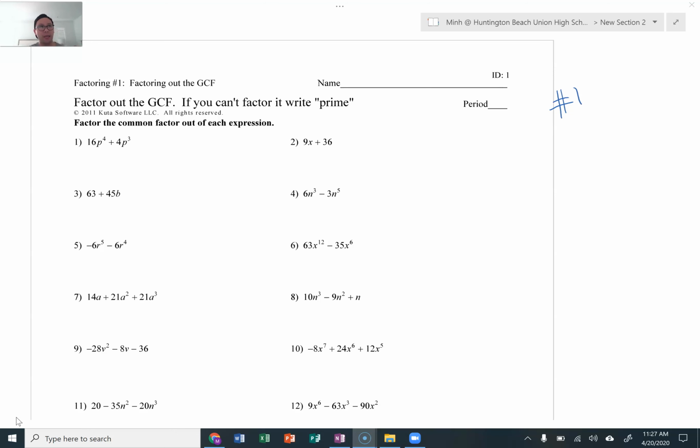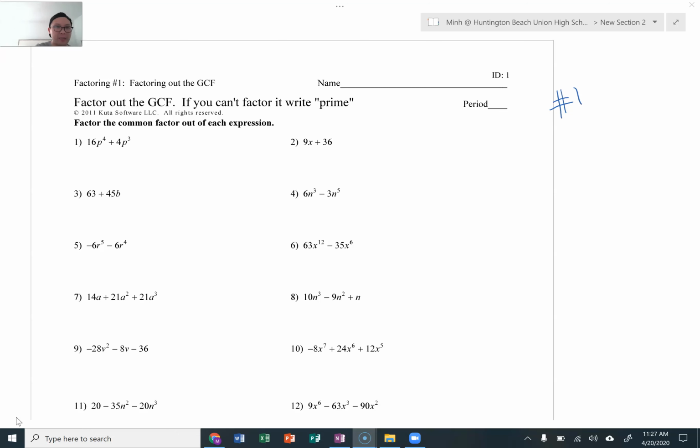Yesterday, we went ahead and we found the GCF, but there was a comma that was separated. So we were just finding the GCF. Now we're going to take that out and show its full factored form. So we're working backwards. And I'll show you what we mean in terms of working backwards. So let's go ahead and find the GCF for number one. So 16p to the fourth.